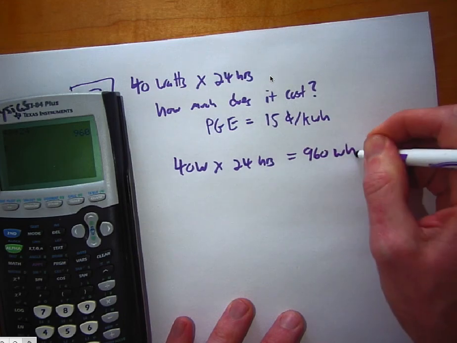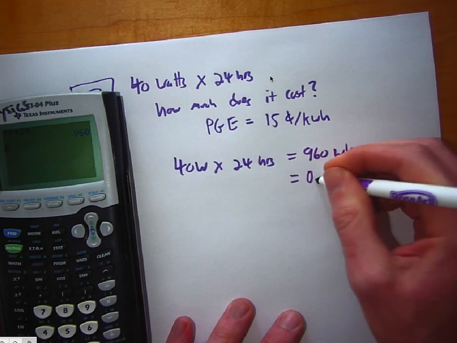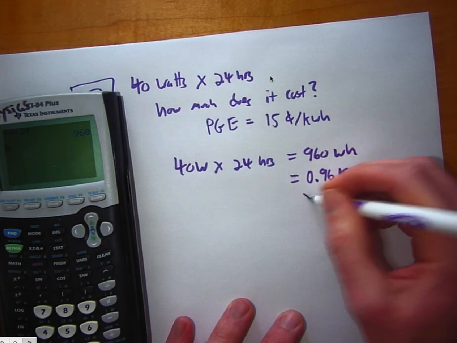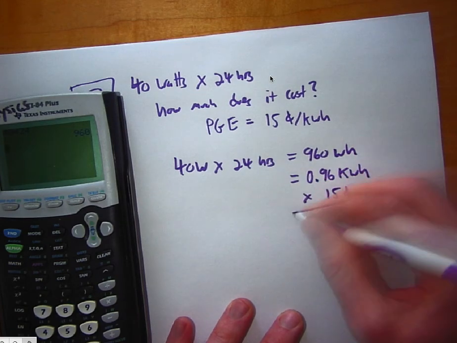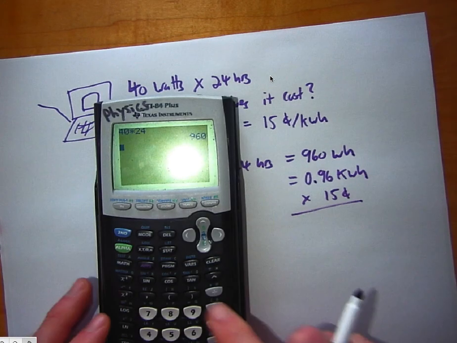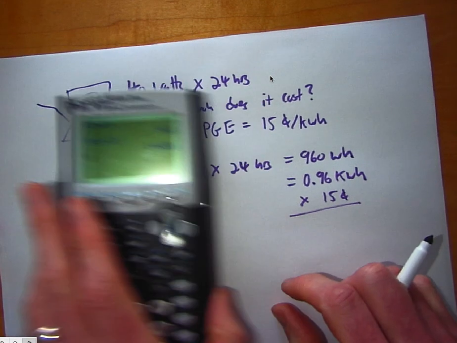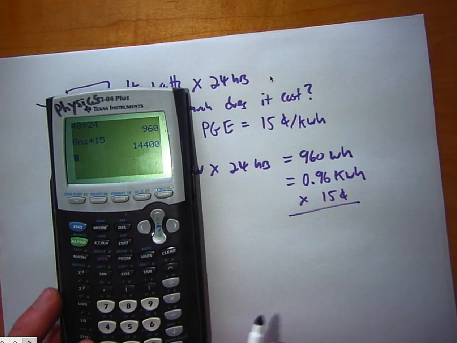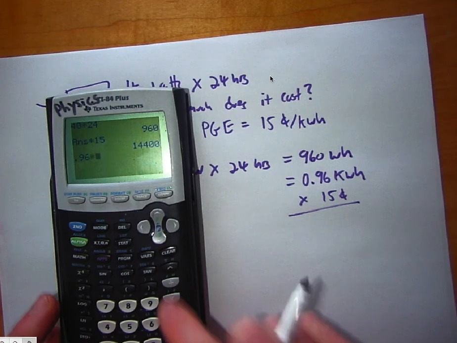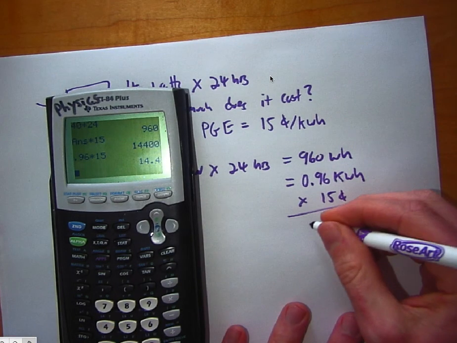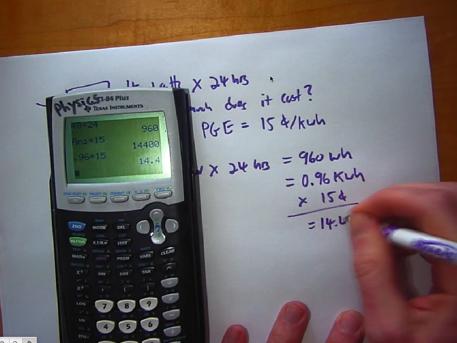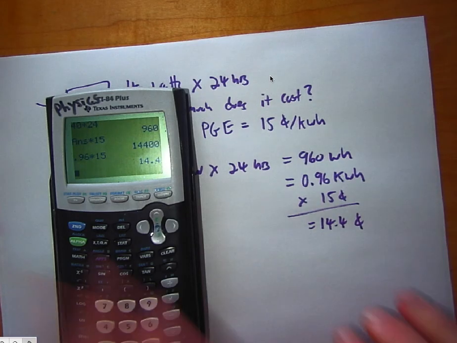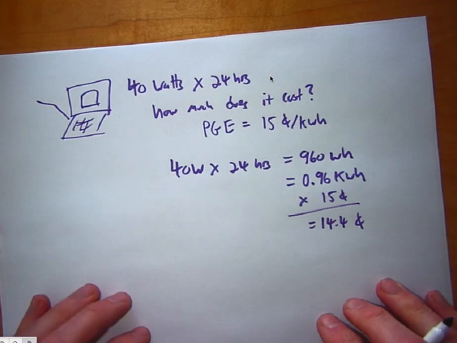So that gives me 960 watt hours, which is 0.96 kilowatt hours. Multiply that times 15 cents. Oh, whoops, I forgot to divide it by 1,000. Let's clear that away. So let's start with 0.96 times 15 cents. So this equals 14.4 cents. Just like that. So that's how easy it is to use kilowatt hours. It's much easier than using joules.